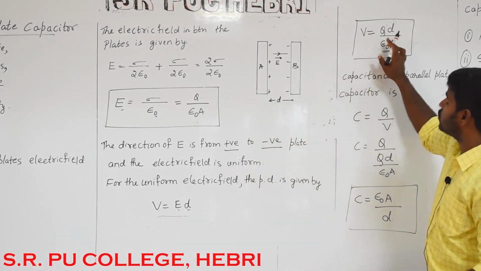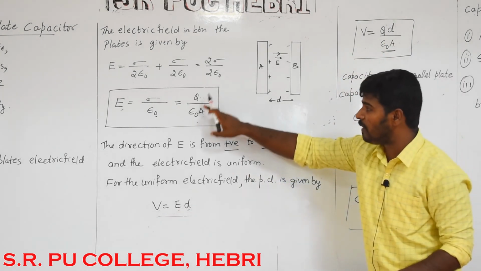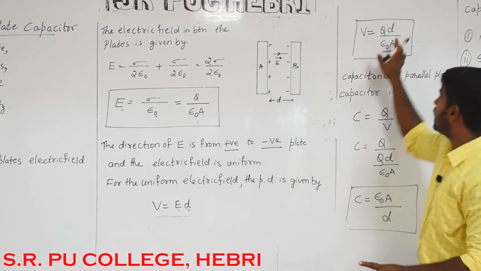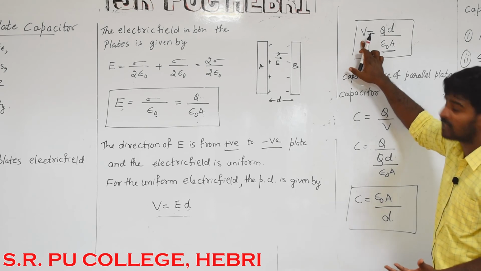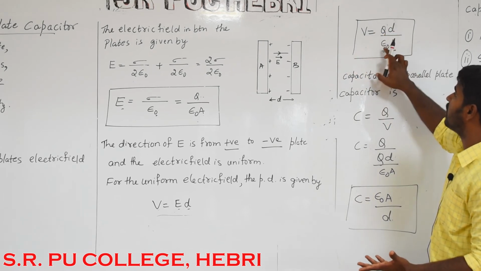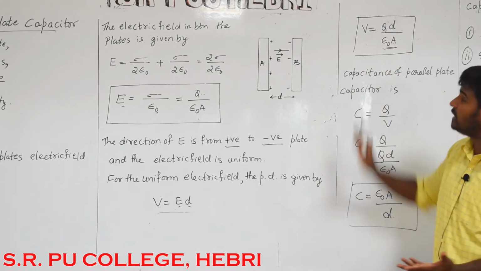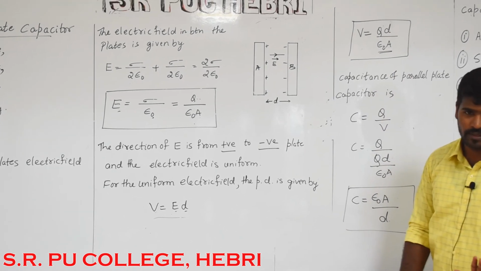Therefore V is equal to the value of E, Q divided by epsilon naught A, that I substituted here, times D. Therefore the potential difference V is equal to Q times D divided by epsilon naught times A, that is QD divided by epsilon naught A. Is it clear?